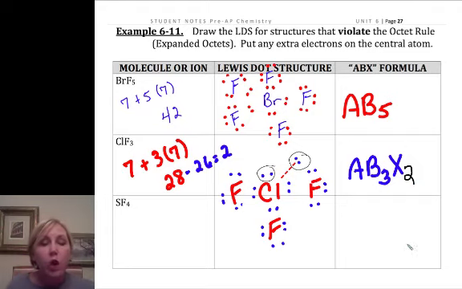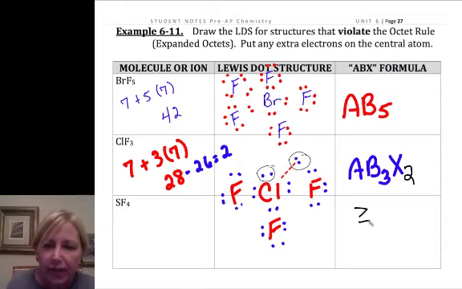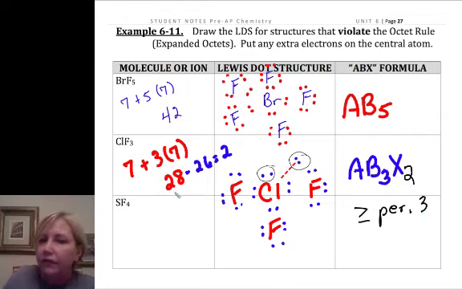AB3X2. You notice that chlorine has 10 electrons around it. You didn't have to memorize that. If it's greater than or equal to period 3, it's possible. And if you follow the rules I've laid out, it'll just fall into place for you.